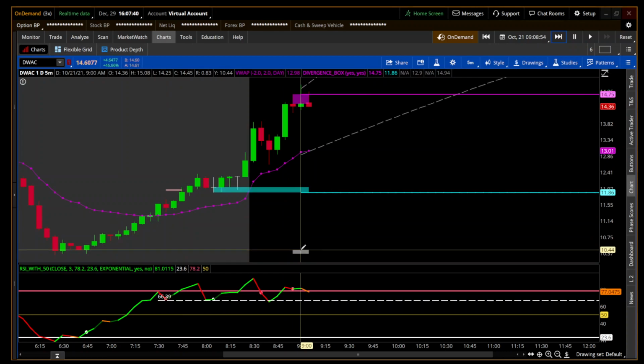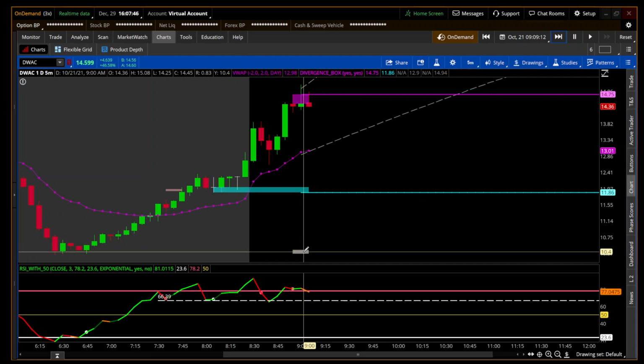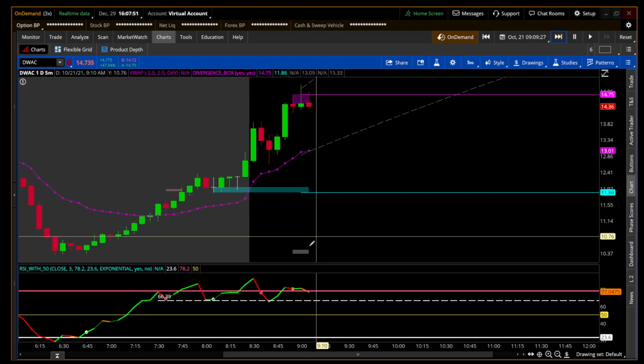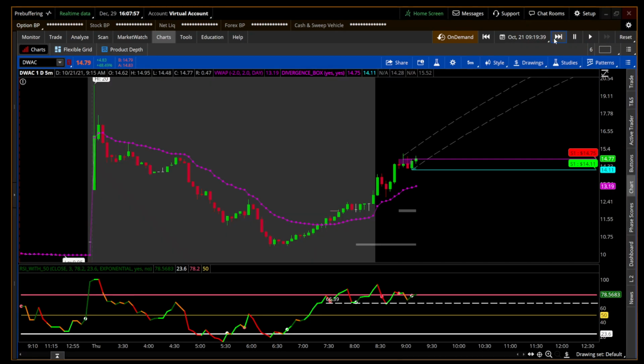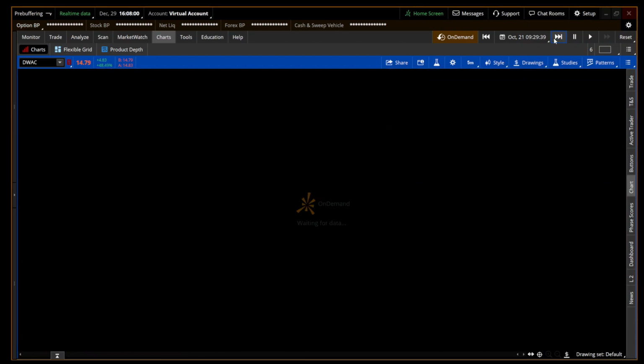And the same situation with the bullish divergences as well. As long as price is above the bullish divergence, it's going to show. But if the price drops below this divergence or that divergence, it's going to go away. And I'm just going to fast forward it.